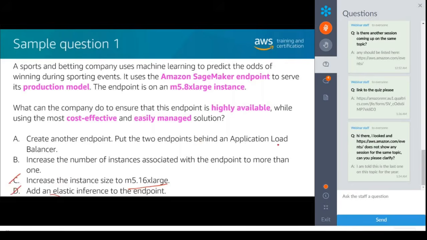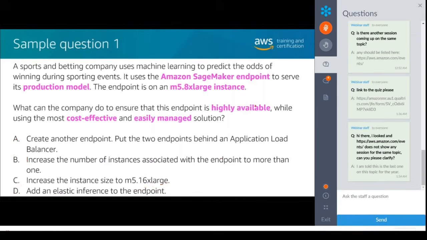Put the endpoints behind an ALB. That sounds possible. Or increase the number of instances associated with the endpoint. Well, so these two options would increase availability, except I would say A is more cumbersome. You need to know that it is possible to put multiple instances behind a single endpoint. So B seems to be my best choice. That's how I eliminate these things, right?